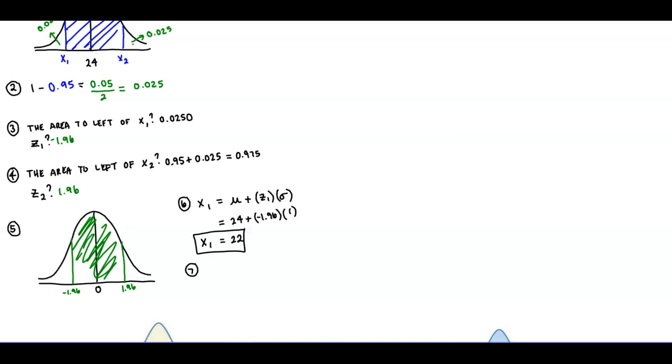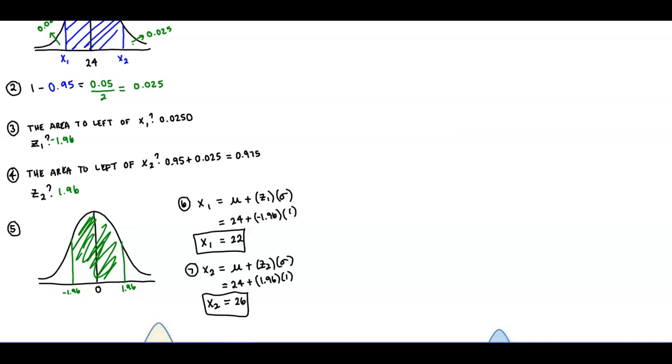Okay, and then we want to find x2. x2 is going to equal the mean plus the second z-score times the standard deviation. So that's going to equal 24 plus positive 1.96 times 1. And so therefore, x2 is going to give us 26.